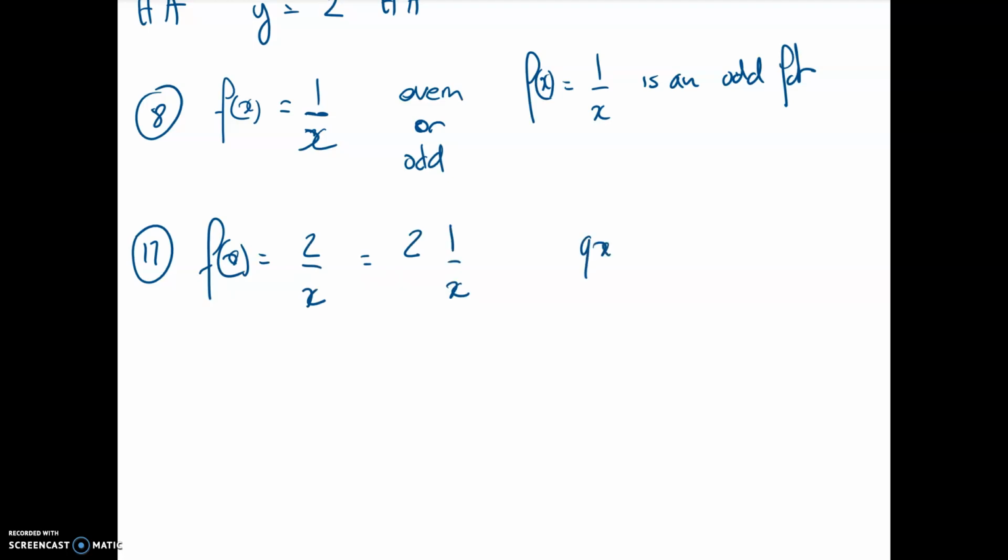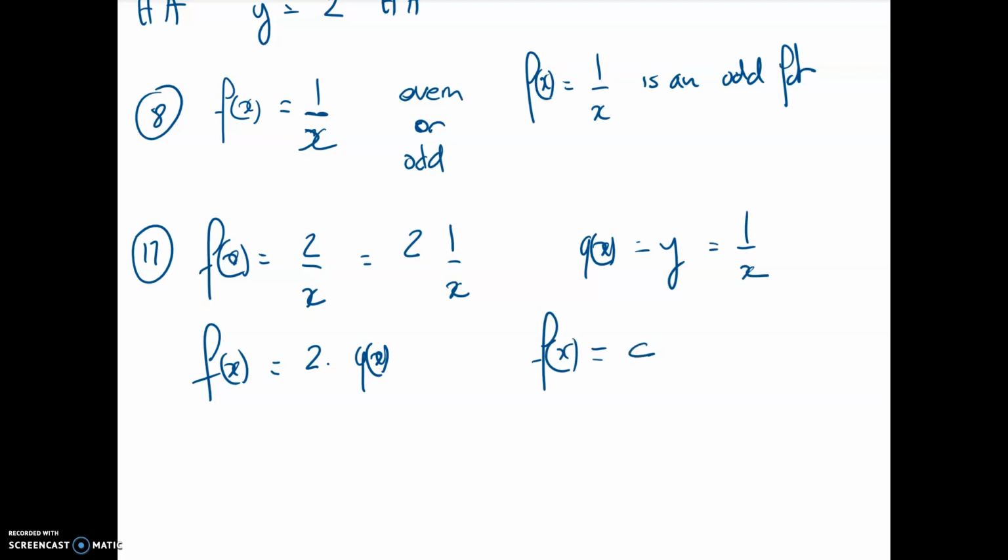So if I call g of x, y equal 1 over x, I can clearly see that I have f of x equal 2 times g of x. So what do I have right here? Do I have a stretch? Do I have a shrink? Do I have a shift? What you should recognize right here is something looking like f of x equals c g of x with c greater than 1.